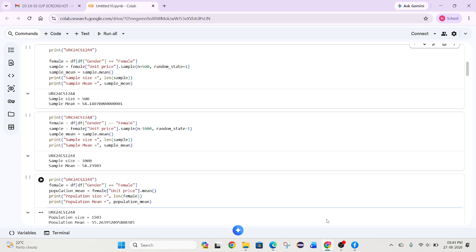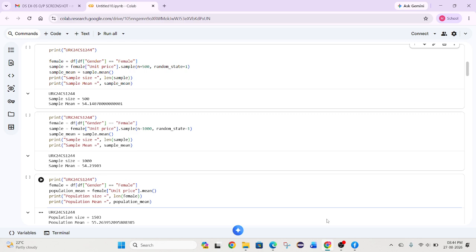First, let me explain what a sample is. A sample means taking a smaller number of records from a larger dataset. For example, suppose a college has 5,000 students. If I select 500 students for analysis, those 500 students are called a sample. Similarly, here we have many customer records, but we select only 500 records. So 500 is our sample size. The column we are using is unit price. Unit price means the price of one unit of a product. We are interested in finding the average unit price for our selected sample.